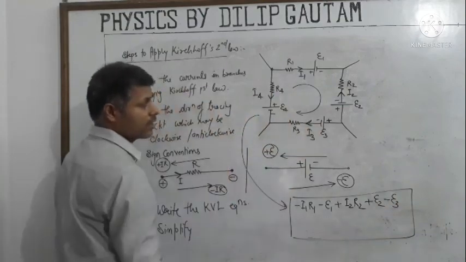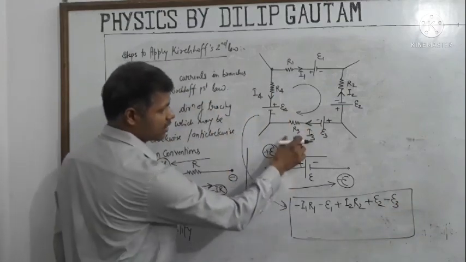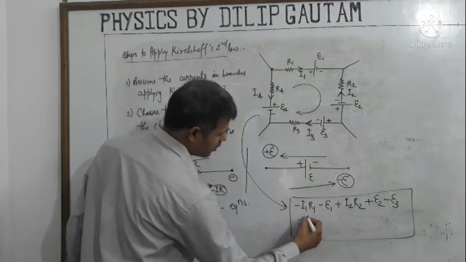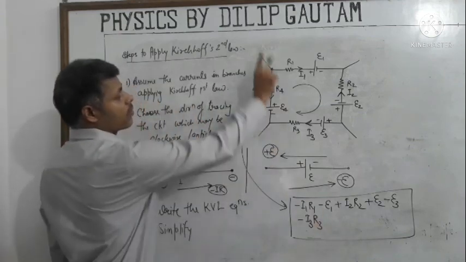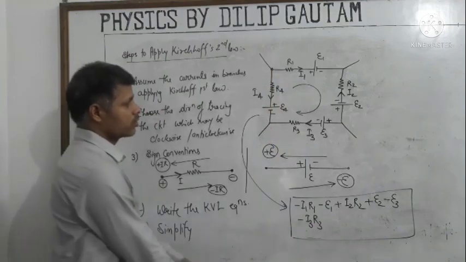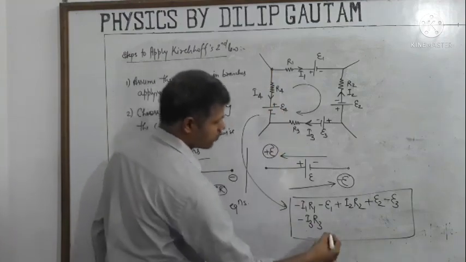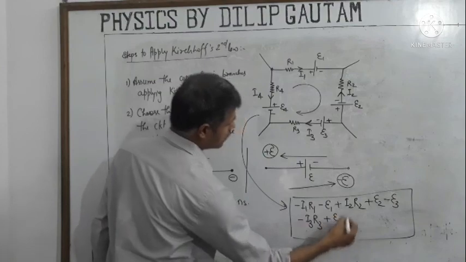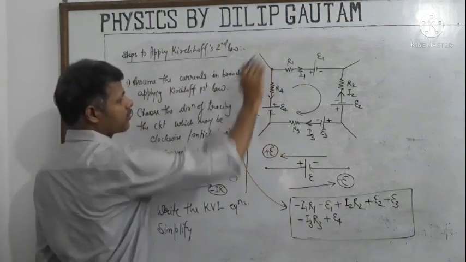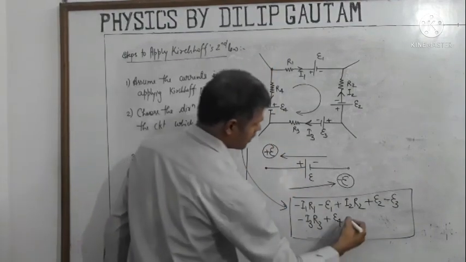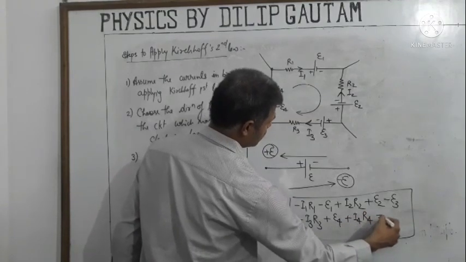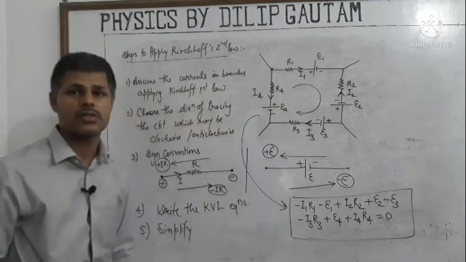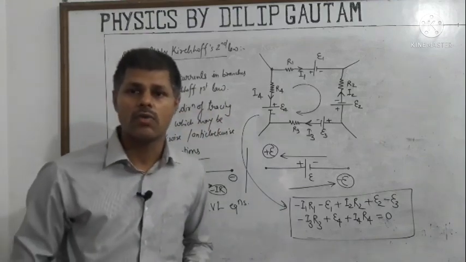In the direction of current, the voltage across this R3 is minus I3 R3, because we are in the same direction as the current. Then from negative towards the positive terminal, the voltage across E4 is plus E4. Then opposite to the direction of current, it will be plus I4 R4, and it is equal to 0 as per the Kirchhoff second law, that is the voltage law.